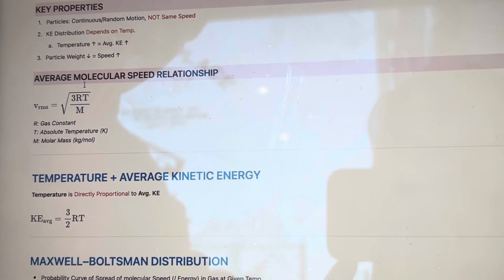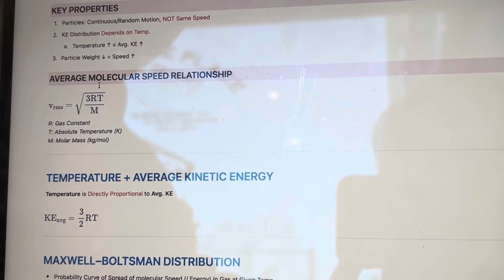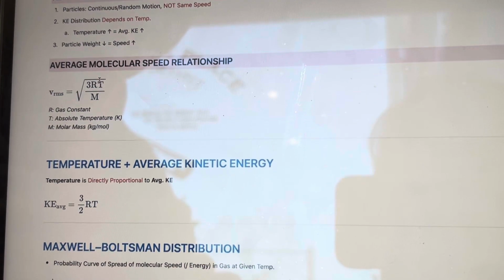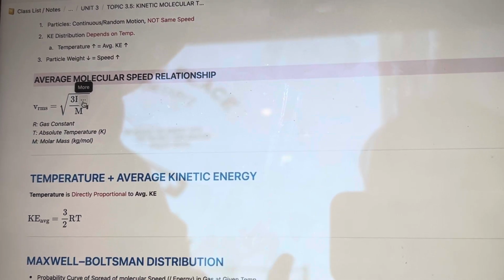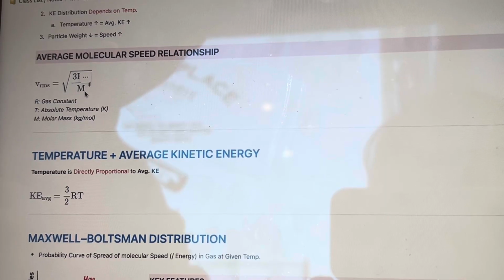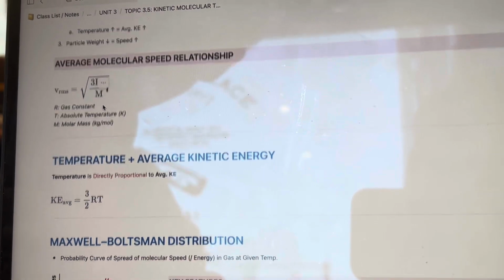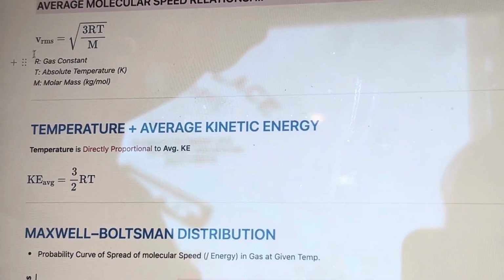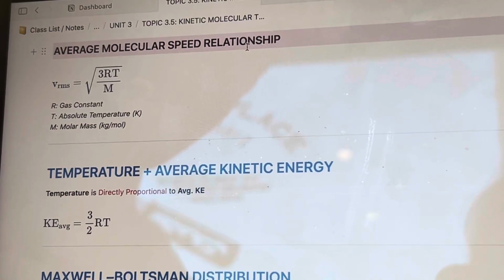So the kinetic energy distribution of the container or of the substance depends on the temperature. If the temperature goes up, as I said before, average kinetic energy goes up. And the particle weight also matters. When particle weight goes down, the speed itself goes up. And this is another equation for the average molecular speed relationship.